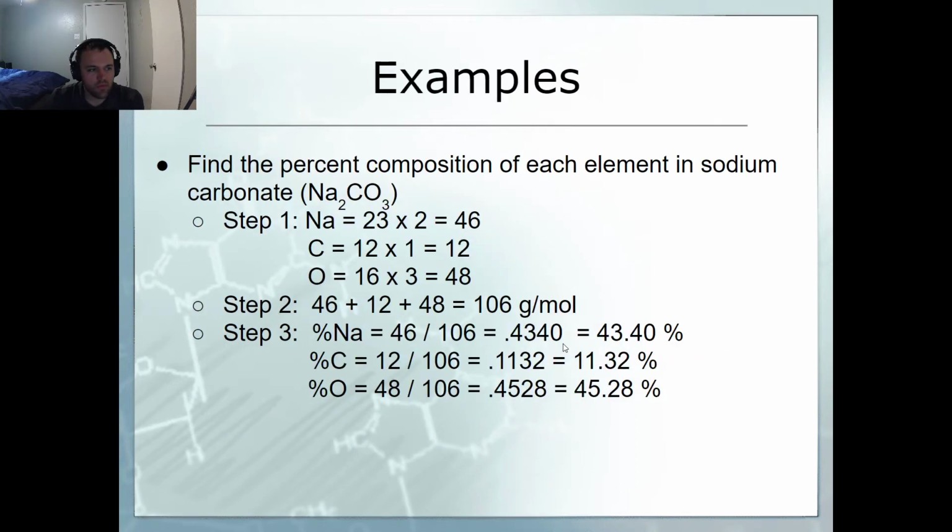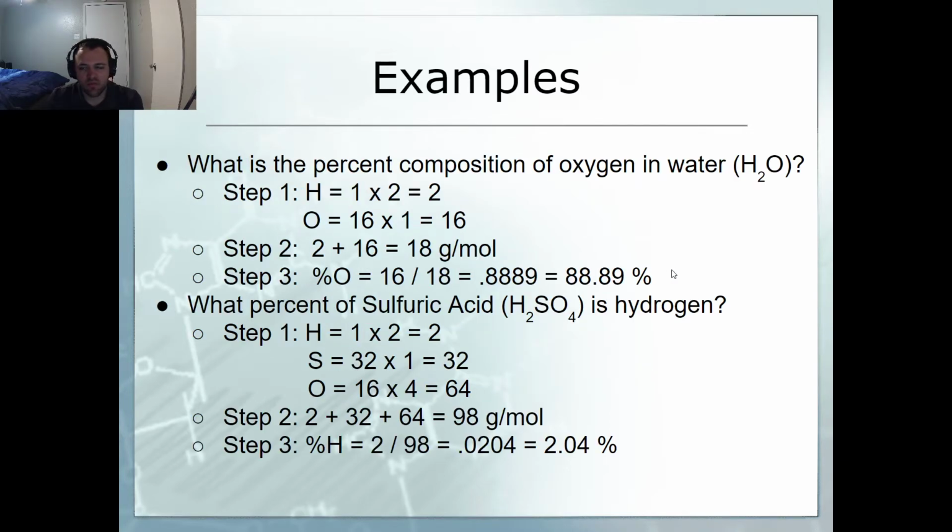Okay, so well, that's what it looks like if they ask you for the percent composition of each element. So that's why we went through and did it for all 3 of these elements. Sometimes the question won't ask you for each one. It'll ask you for just one specific element. So like this example here, what is the percent composition of oxygen in water? So for that one, we still have to find both of them because we need to know the total molar mass. But when we get to step 3, we're only worried about the oxygen.